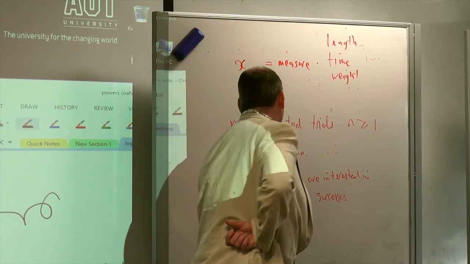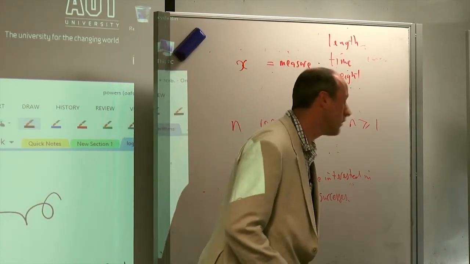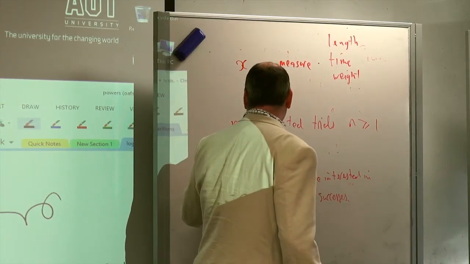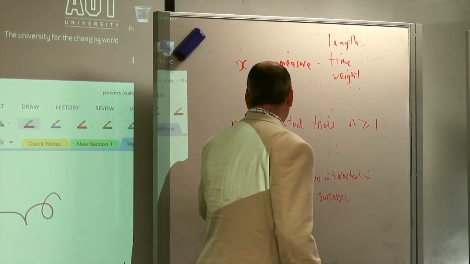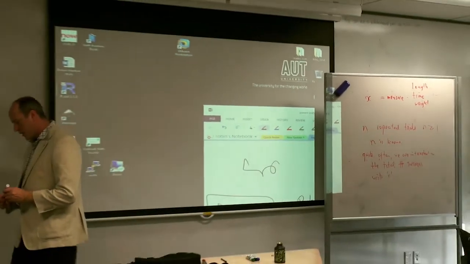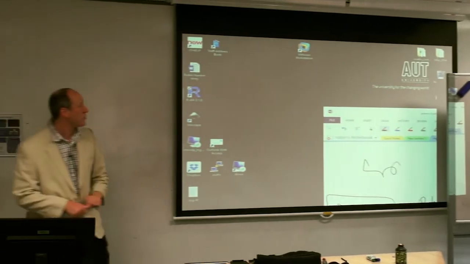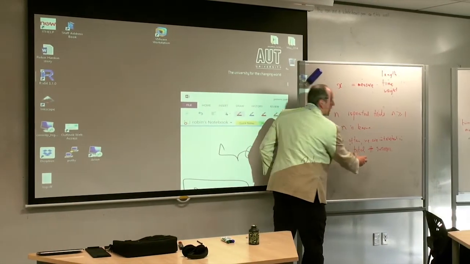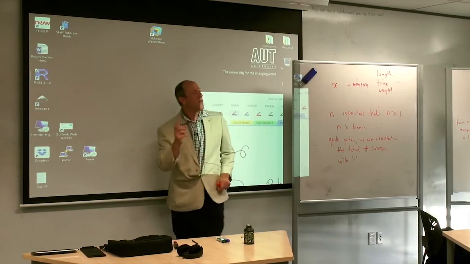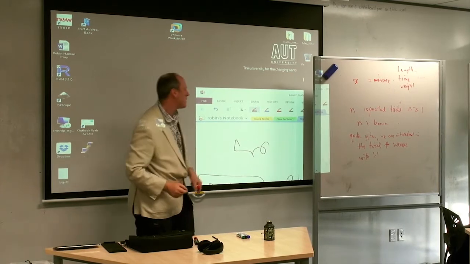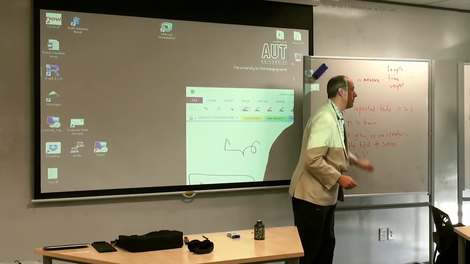Quite often. So I'll return to this point later in the course, but the crucial thing is that because we're interested in the number of successes, I don't really care where they come. I don't care whether all the successes are right at the beginning or right at the end. I'm just interested in the total number of them.